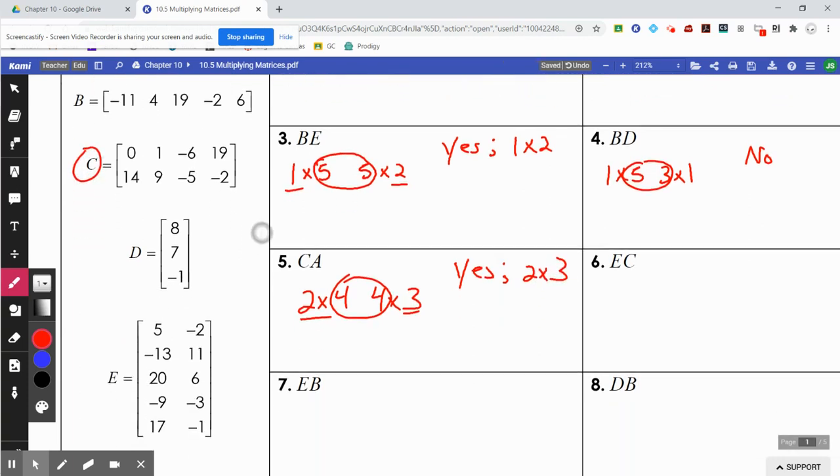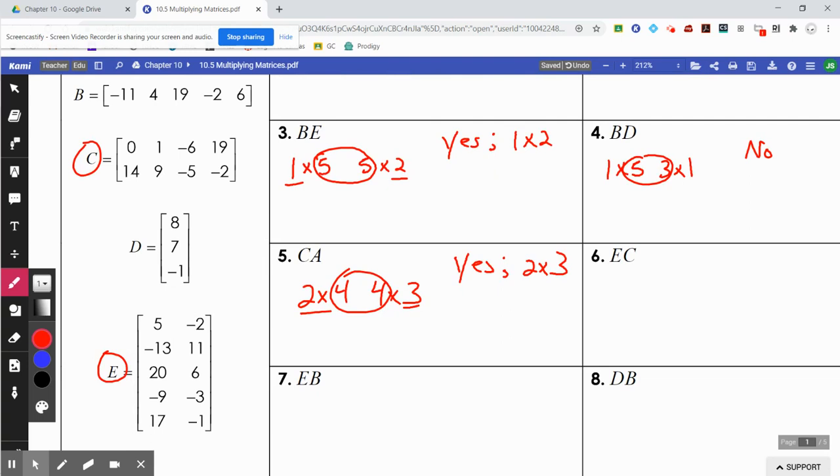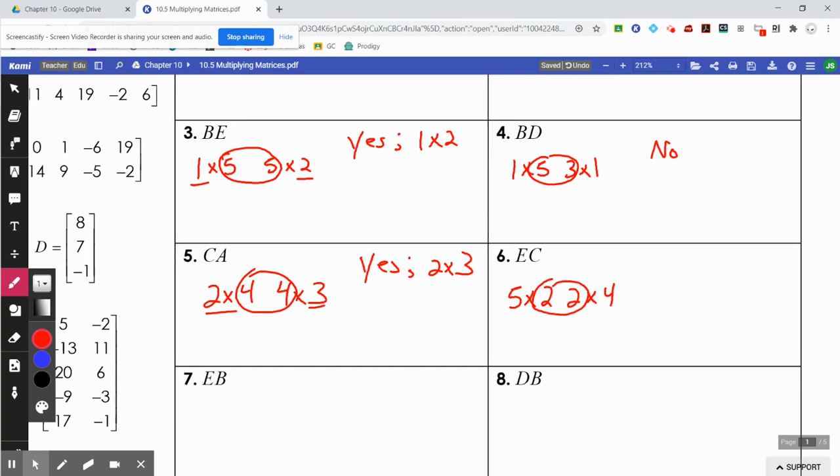E times C. Here's C and here's E. The order does matter. Do E first. E is a 5 by 2. C is a 2 by 4. The middle numbers are the same, so therefore, yes, you can multiply them. Your answer is going to be a 5 by 4.